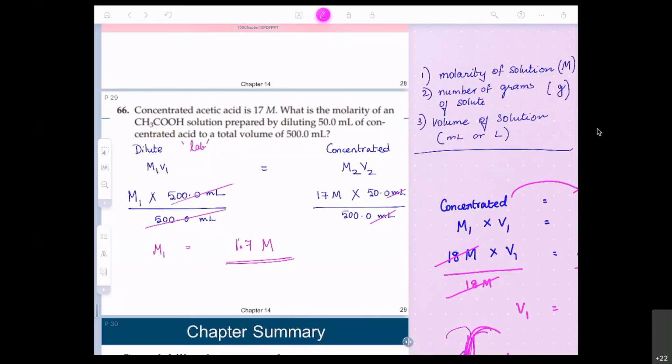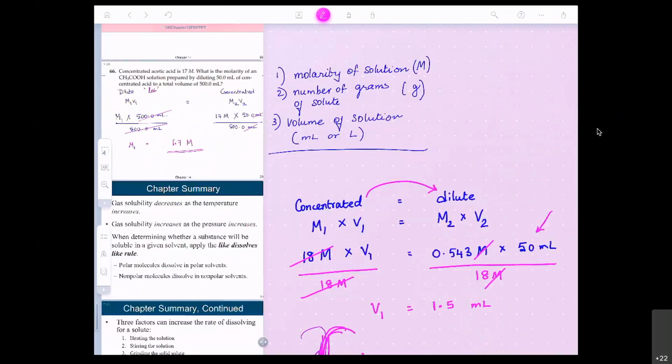So there are 4 types of problems. You could be asked the molarity of the solution, the number of grams of solute, the volume of the solution, and the last part is dilution of solutions. In dilution of solutions, be prepared. You can be asked the molarity or volume of the concentrated solution, one or the other. You can also be asked the molarity or the volume of the dilute solution.